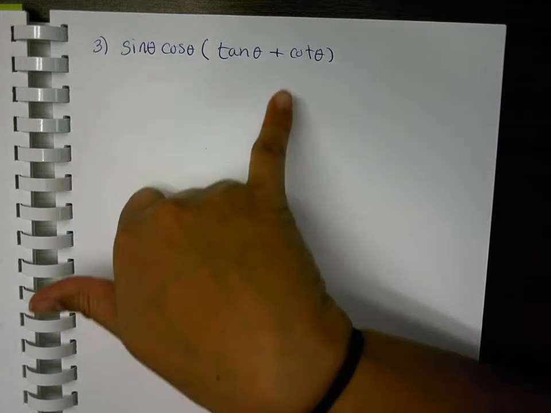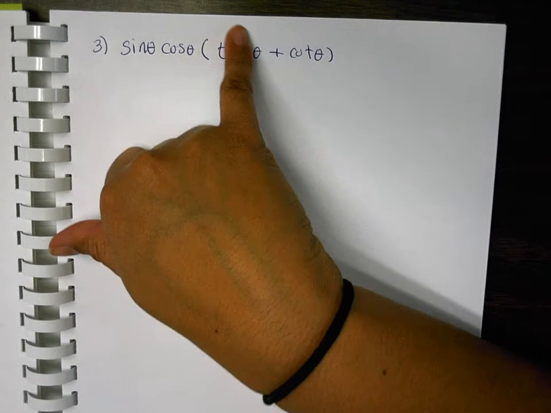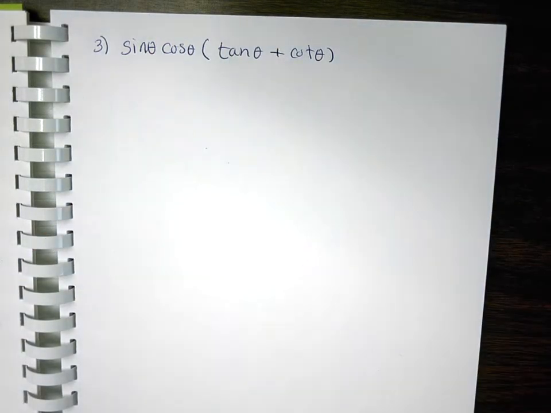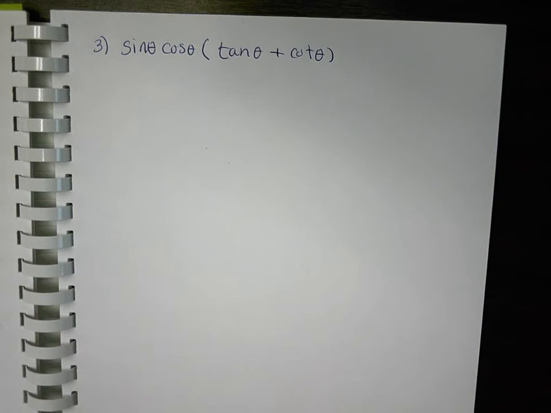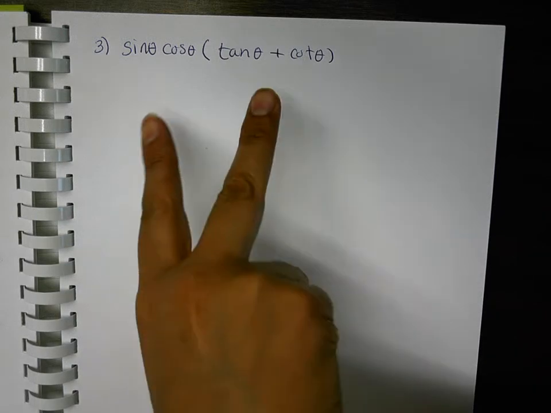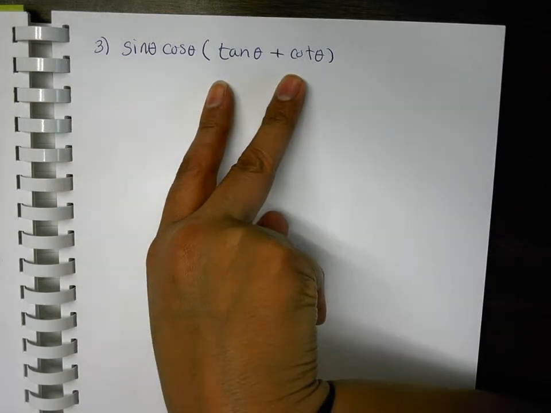It's already in factored form, so maybe do what instead? Distribute. Anyone else? That's a good, it's a good trick to try. Anyone else? Yes. Try to add the tangent and cotangent, like find a common denominator. That is another trick to try.